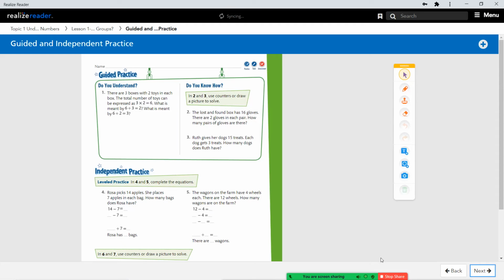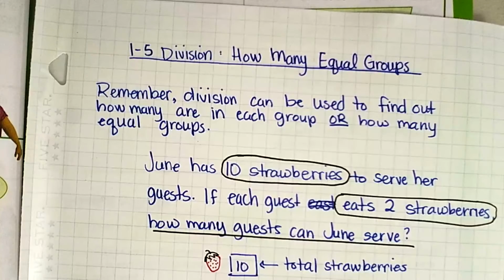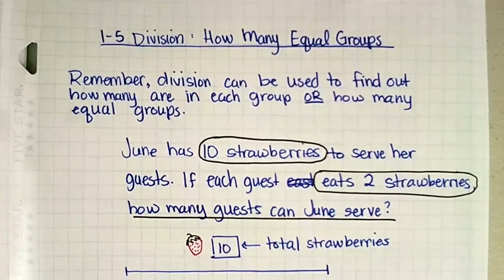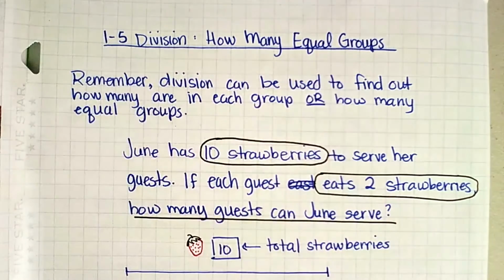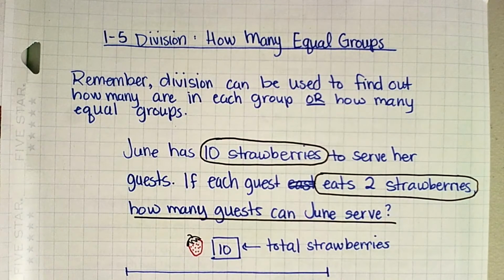Now we're going to jump into our guided practice in just a second, but I wanted to go over some of our notes from this lesson. So remember, as always, put your title of your lesson at the very beginning. So lesson number, lesson title at the very top of your page. Now a note to remember, division can be used to find out how many are in each group or how many equal groups. You can use division to find out either one of those numbers.